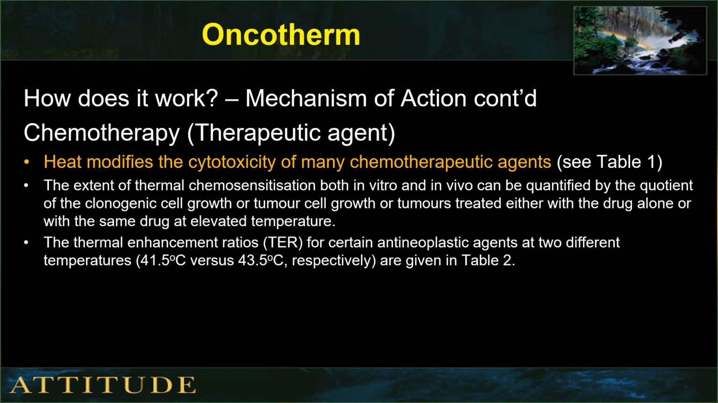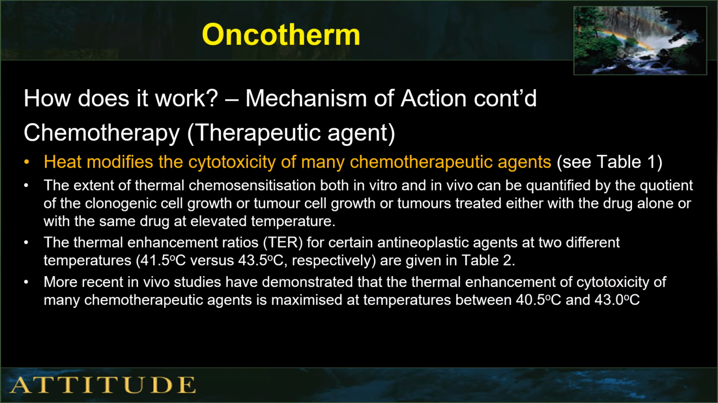The point that's really important for me to make here is to look at that temperature difference that they're looking at. So this last point: more recent in vivo studies have demonstrated that the thermal enhancement of the cytotoxicities of many chemotherapeutic agents is maximized at temperatures between 40.5 and 43 degrees Celsius. That's an important component. So we know that within 40 to 43 degrees Celsius, we can maximize the cytotoxicity of that chemotherapeutic agent.